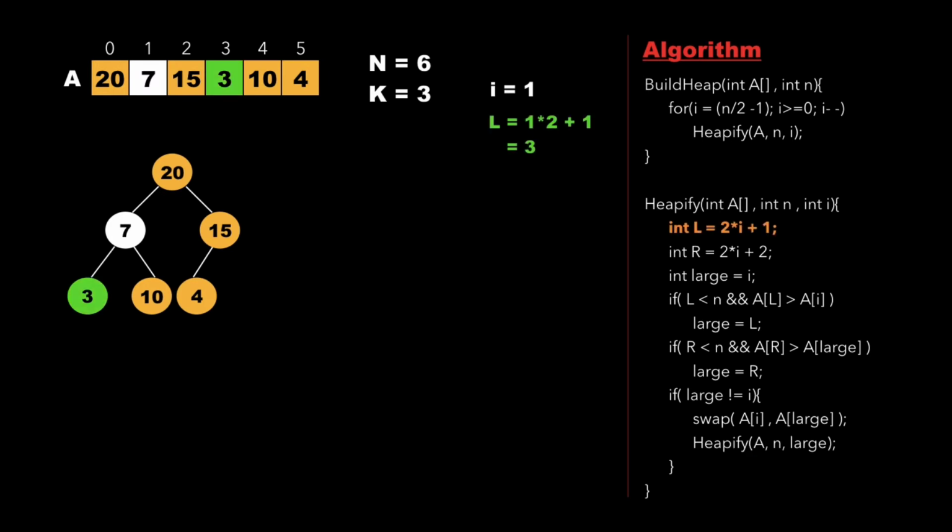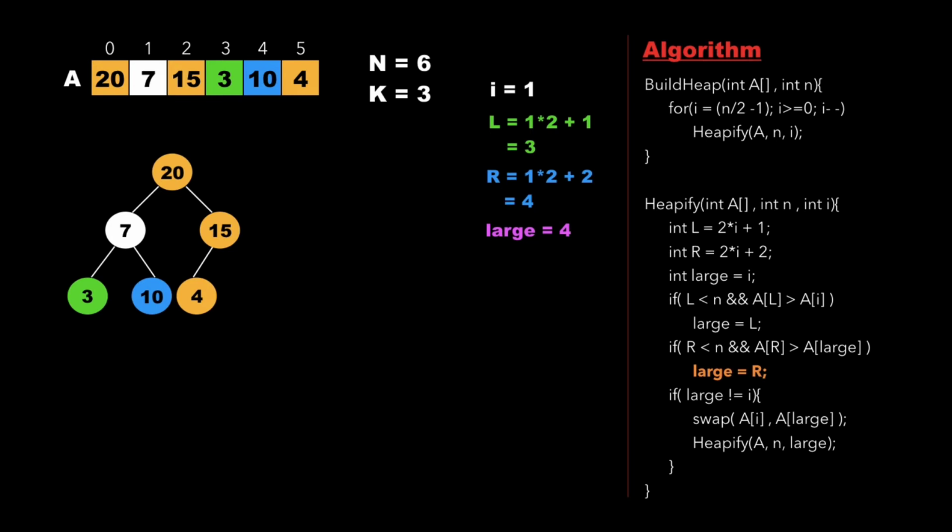So we calculate again the index of left child and right child for the node 7, which are 3 and 4. We also initialize large to 1. Then check whether if the value of left child is greater than the value of parent node. Since 3 is not greater than 7, again we check whether if the value of right node or the right child is greater than parent node. Since 10 is greater than 7, we update the value of large as 4.